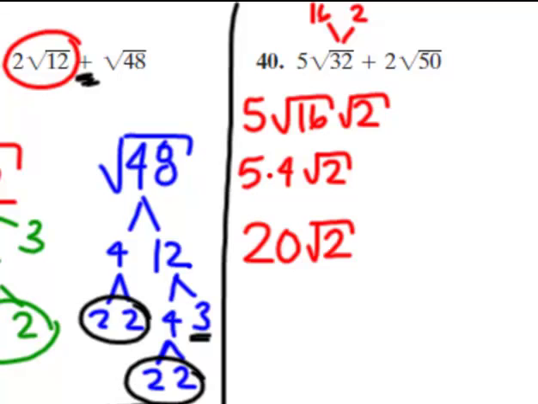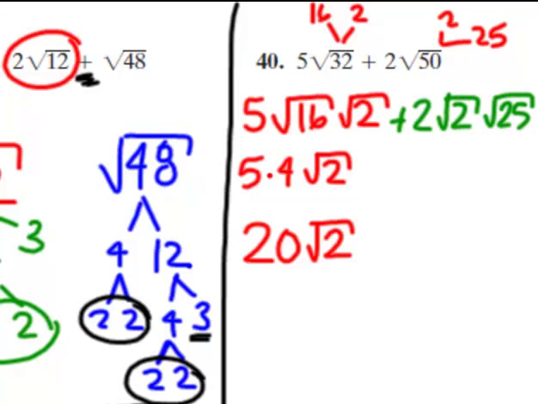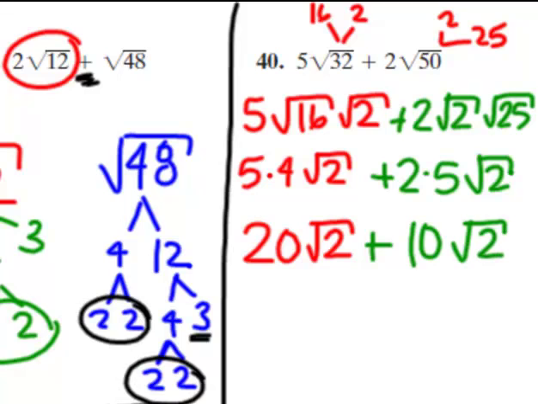And now let's do the same thing for the next one. 2 root 50. Hopefully a 25 is coming to mind. We can break that 50 up. And then we would have 2 times the square root of 2 times the square root of 25. Square root of 25 is 5. So we end up with 10 root 2.